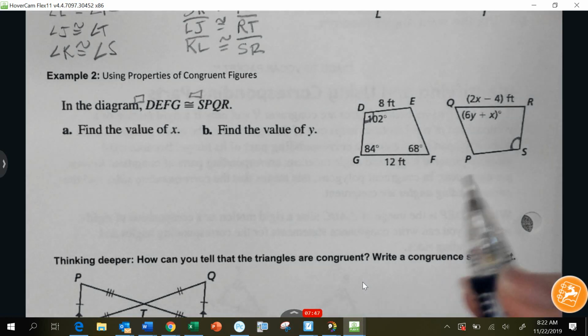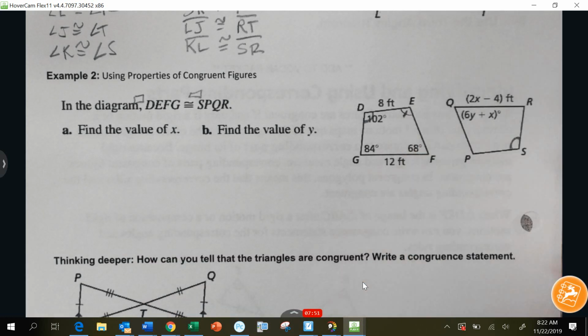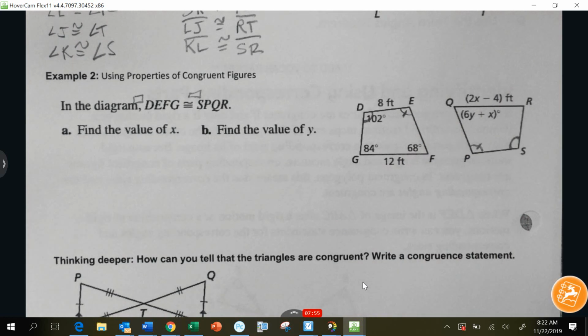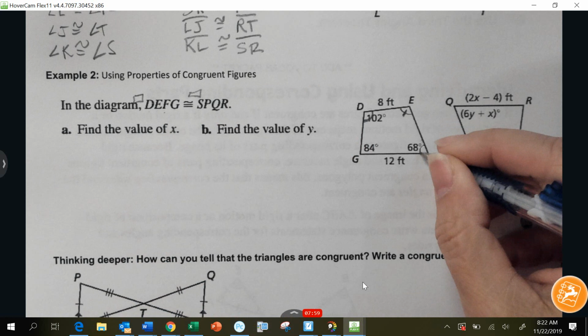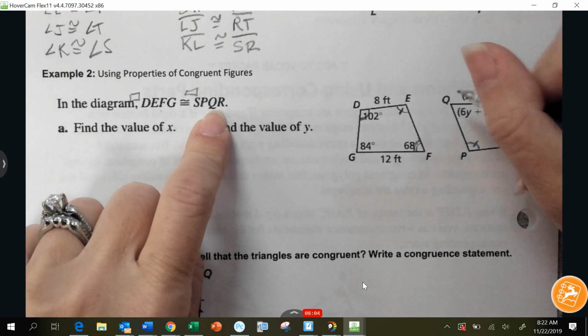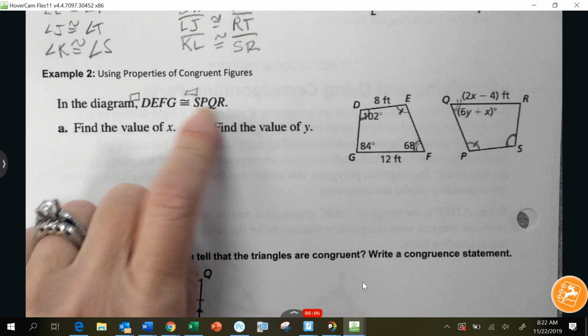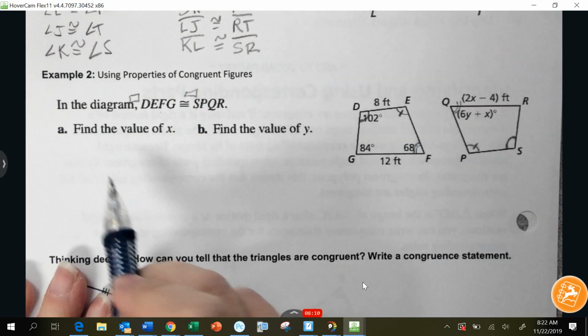All right. So what am I at next? E corresponds to what? P. F. Put 2 arcs in that one. F corresponds to Q. And then G would correspond to R. I'm not going to mark it because it's going crazy over here.